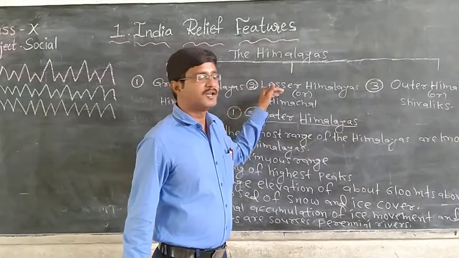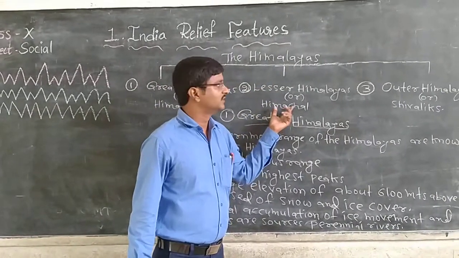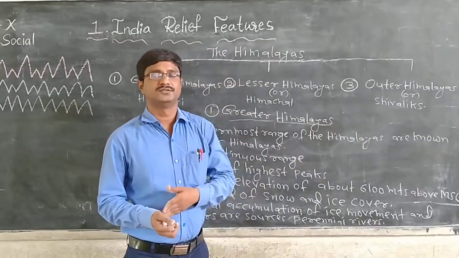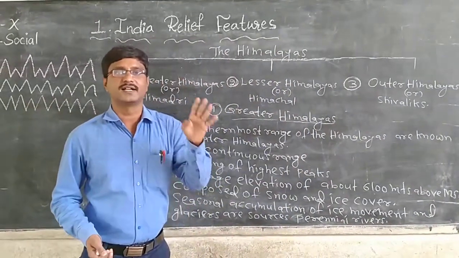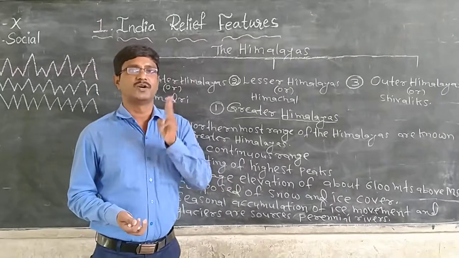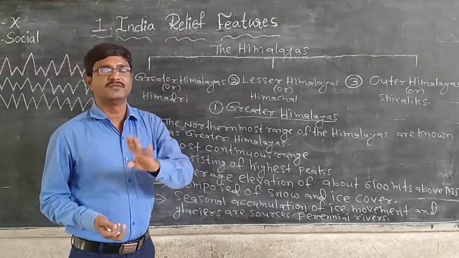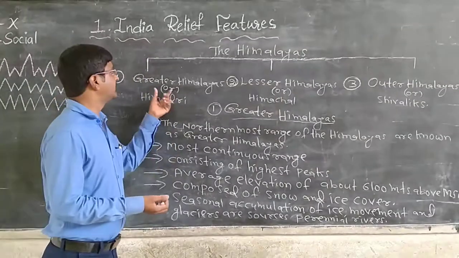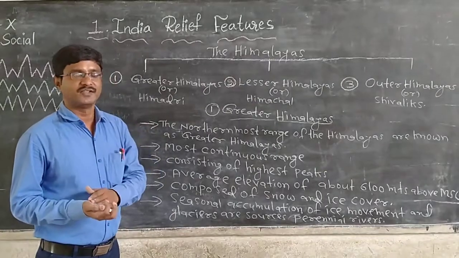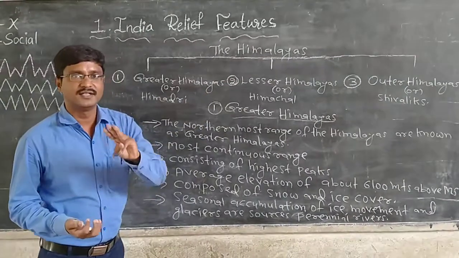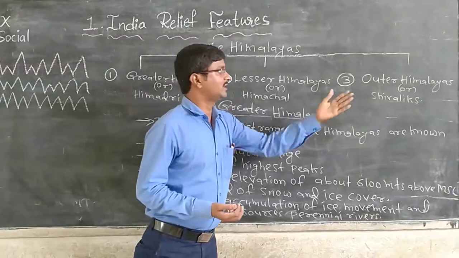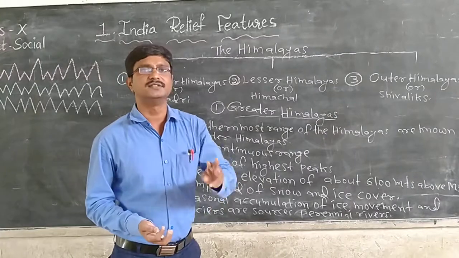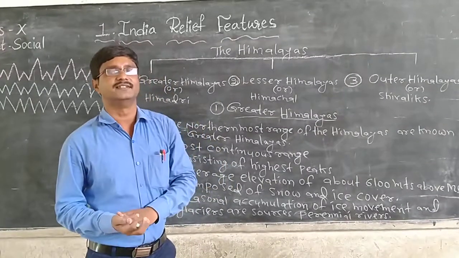Second, Lesser Himalayas or Himachal. Third, Outer Himalayas or Shivaliks. So the entire Himalayan range is classified into three ranges. One is Greater Himalayas, second is Lesser Himalayas, third is Outer Himalayas. What is the other name of Greater Himalayas? Himadri. What is the other name of Lesser Himalayas? Himachal. What is the other name of Outer Himalayas? Shivaliks. These three are the Himalayan ranges.